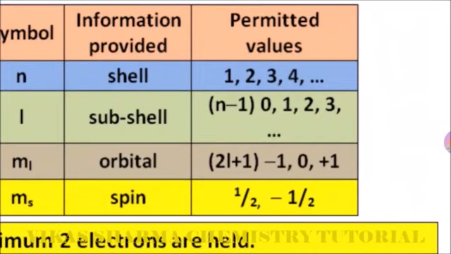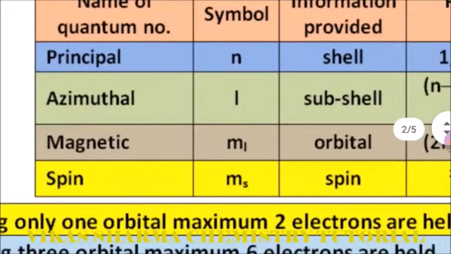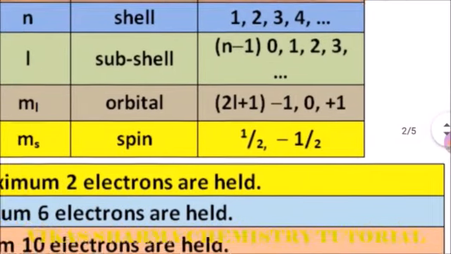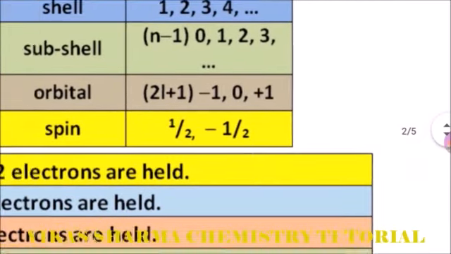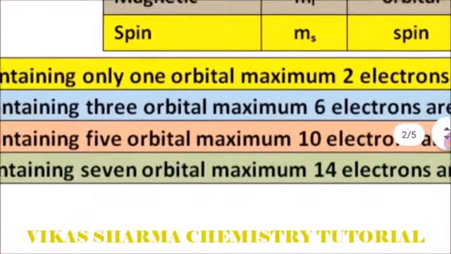For example, if the principal quantum number is 1, the azimuthal quantum number is 1 minus 1, which is 0, meaning the 1s orbital. Then 2l plus 1 is 2 times 0 plus 1, so one orbital is formed. Spin is clockwise when it is plus 1 upon 2, and anti-clockwise when it is minus 1 upon 2.